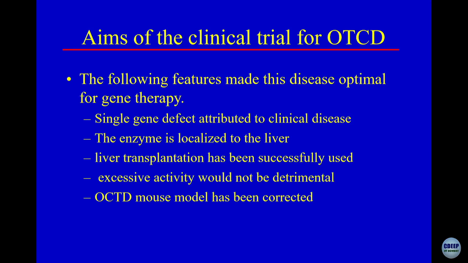Liver transplants have been successfully used to treat this disease, but liver transplants are very difficult to do. So it's not an obvious option, right? And another thing is that in gene defects, overexpression of a gene sometimes is also bad. Like if you give too much insulin, that's also bad, right? In this case, giving too much is not considered toxic. So for all of these reasons, OTC deficiency seemed like a very good disease to test whether you can treat it with gene therapy.